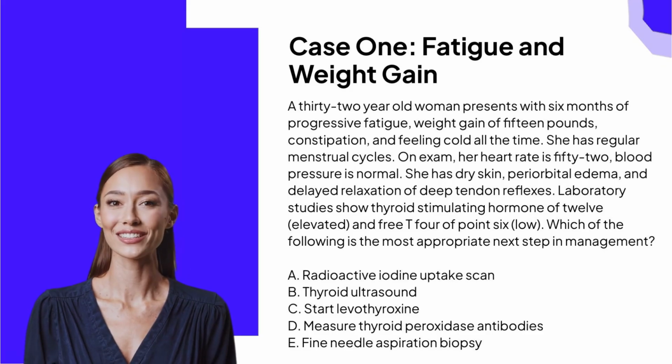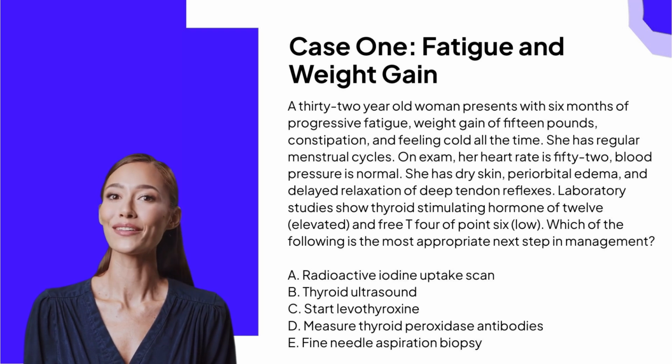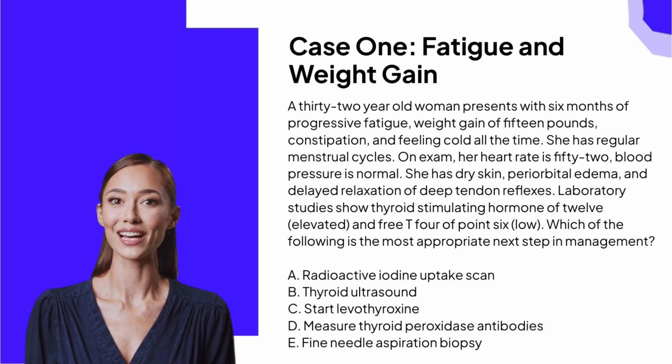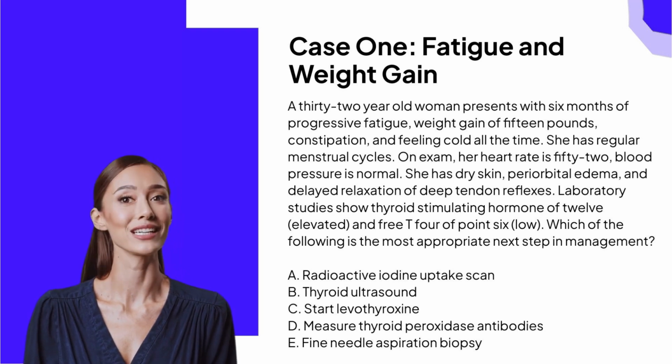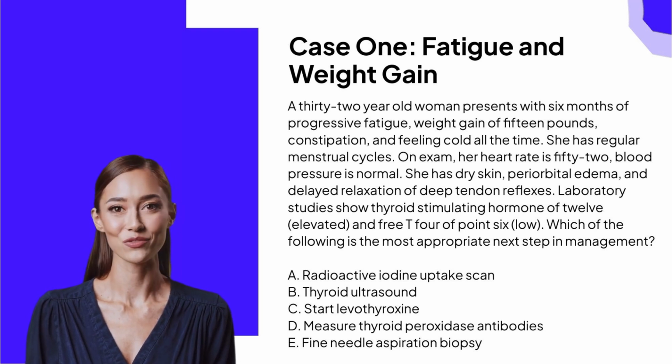Here is our first case. Read through this vignette. A 32-year-old woman with 6 months of fatigue, weight gain, constipation, cold intolerance. Classic hypothyroid symptoms. Her exam shows bradycardia, dry skin, periorbital puffiness, and delayed reflexes, all pointing to hypothyroidism. Labs confirm it. Elevated thyroid stimulating hormone, low free T4.